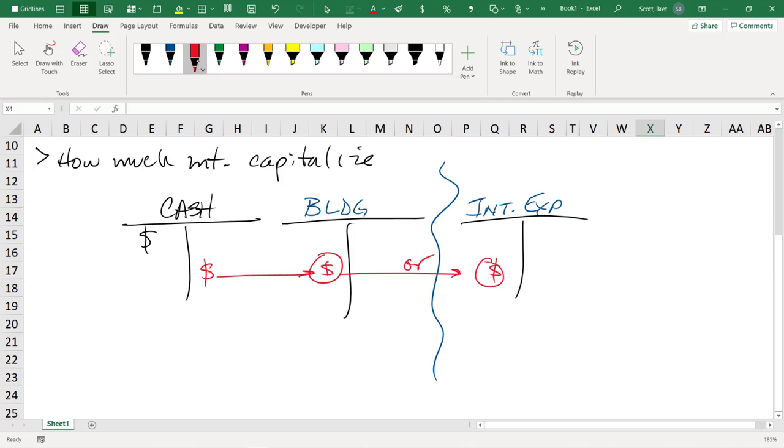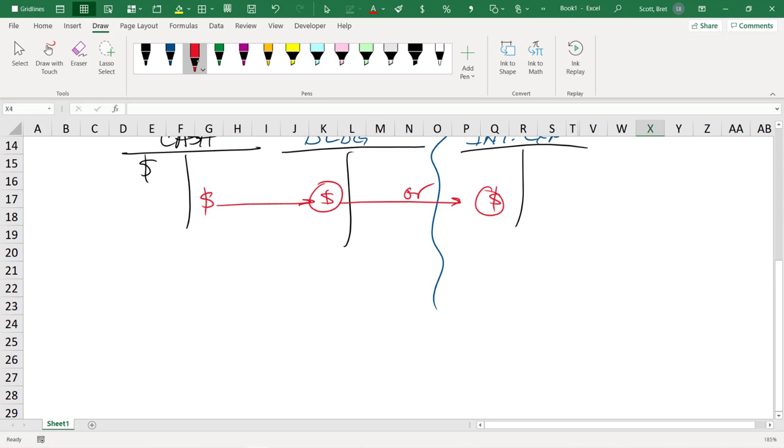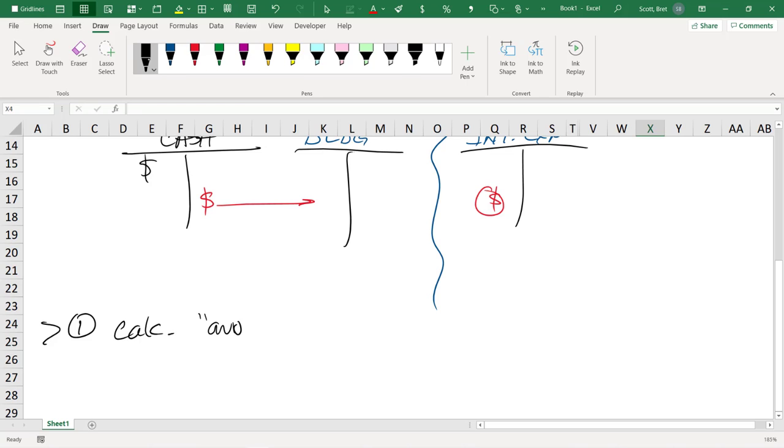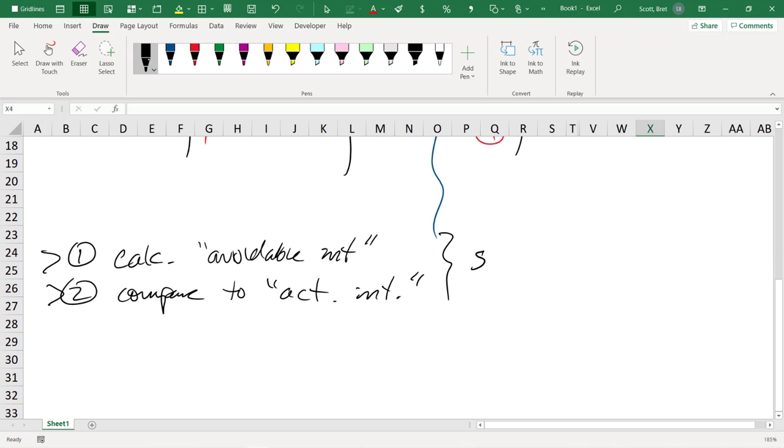So how much interest to capitalize, if we capitalize anything at all? We can look at the total amount of actual interest and say, well, we can capitalize all of it. That's probably a good option, but the FASB says that may be a very aggressive option too. So we have to go through some steps. So do we capitalize interest? Well, first things first. One, calculate the avoidable interest. Then two, compare to actual interest. And then you want to choose the smaller.